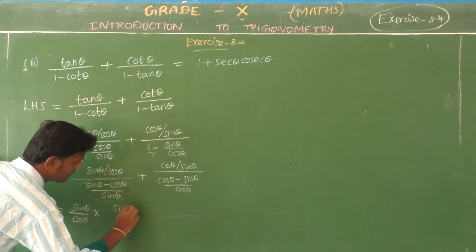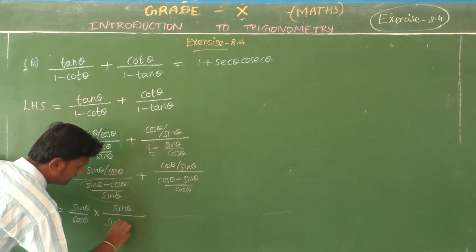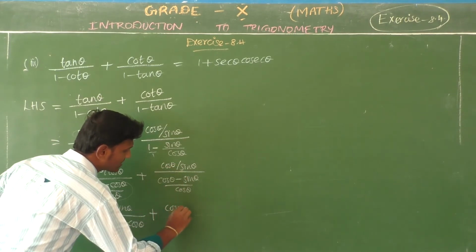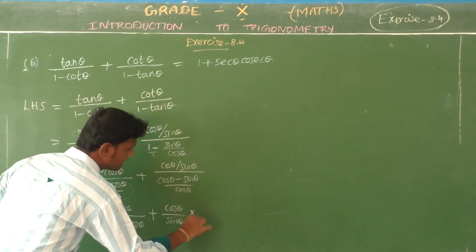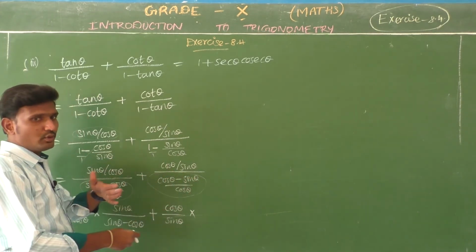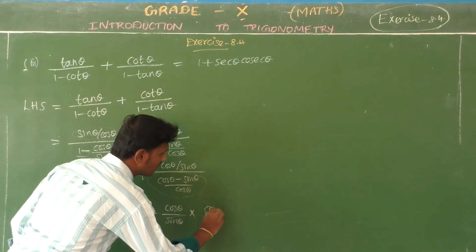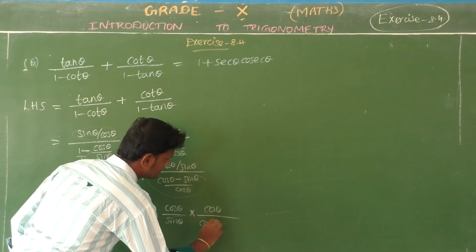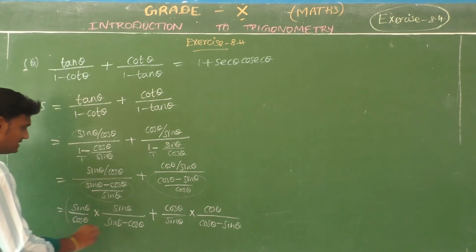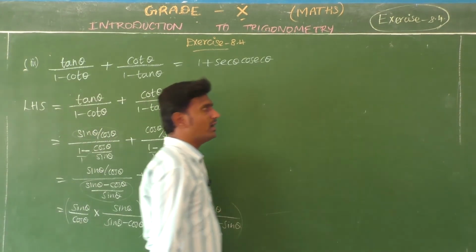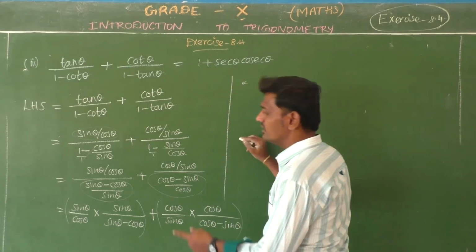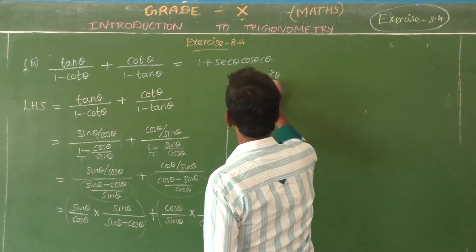So it will come sin theta by sin theta minus cos theta plus, here also in the first numerator fraction you have the same thing: cos theta by sin theta into cos theta minus sin theta by cos theta, I am going to take the reciprocal. So it will come cos theta by cos theta minus sin theta. Now this is the first fraction, this is the second fraction. I am going to multiply on both now.